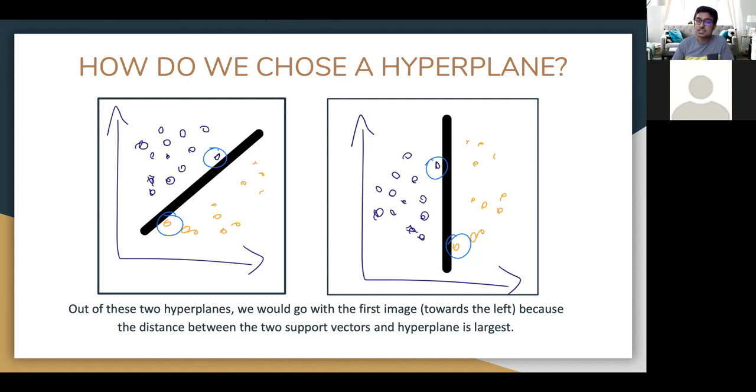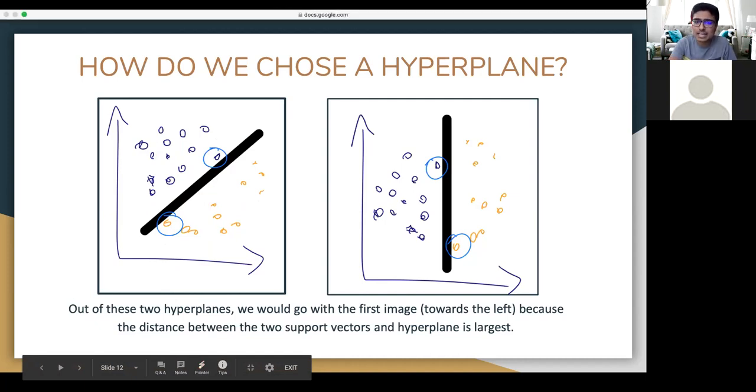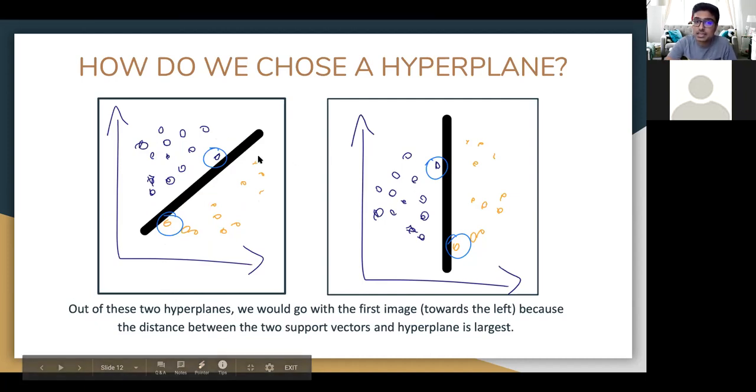Well, out of these two hyperplanes, we would go with the first image, that being the one towards the left. Why are we going with the one towards the left? Why am I specifically choosing this left hyperplane? Anybody have any ideas? Why do we think that this hyperplane is better compared to the one towards the right?